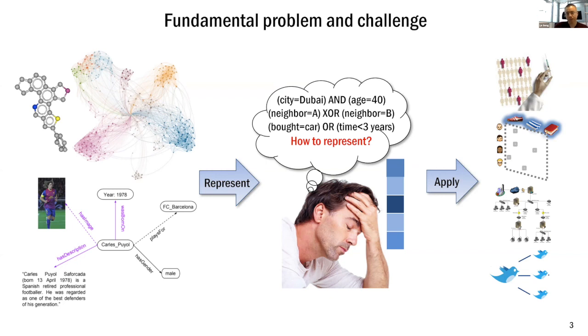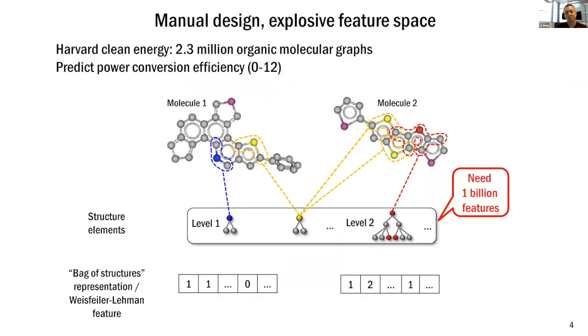So just to give you a concrete example of how this feature design for graphs was done previously, the typical designs of this feature vector can lead to actually explosive feature spaces. For instance, there's this problem of designing feature vectors for molecules. In this particular case, there's a public data set out there, which is the Harvard Clean Energy data set.